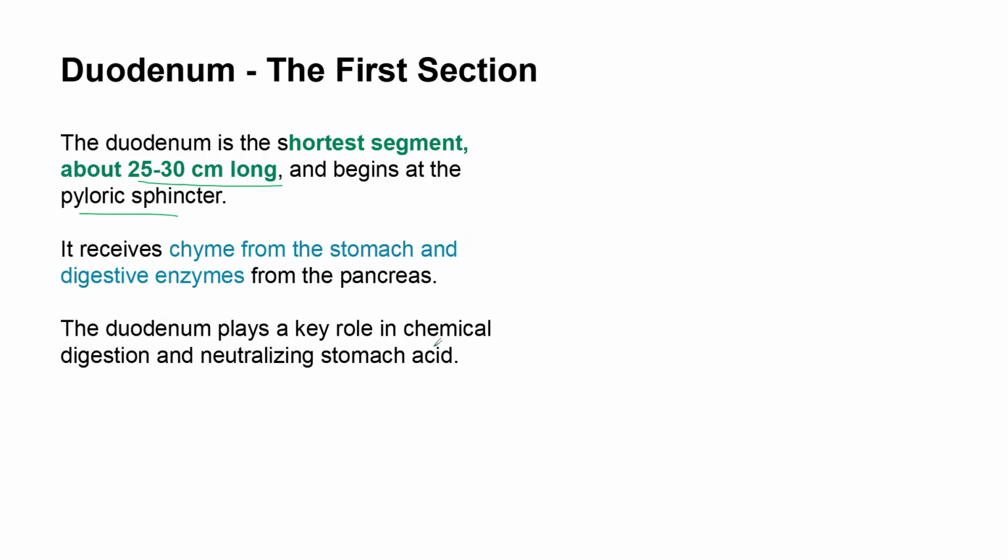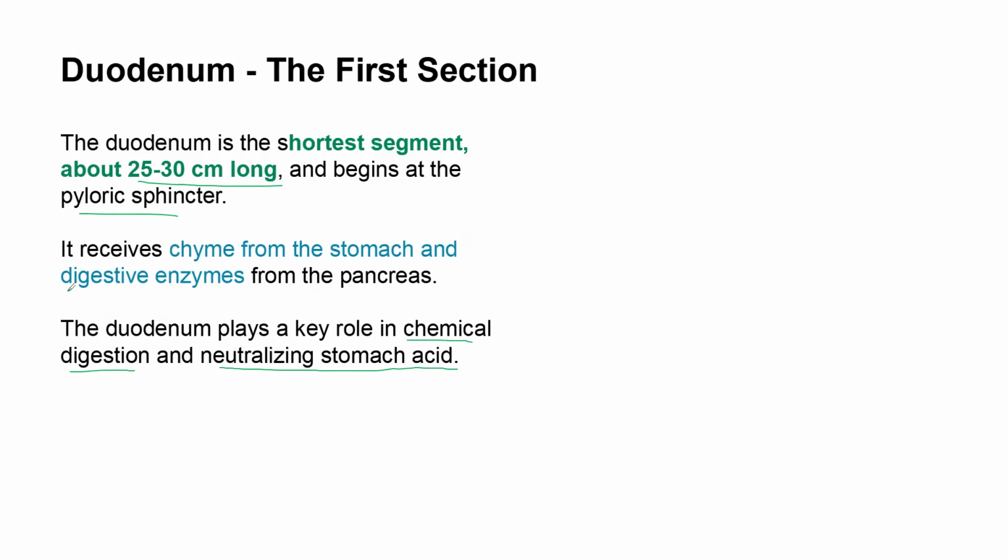Because remember, ladies and gentlemen, one of the importance of the stomach is its involvement in the digestion of food, and it mixes with an acid, HCl. So it is actually the work of the duodenum to neutralize the acid from the stomach, and it also aids in chemical digestion. Chemical digestion is a type of digestion that involves the use of enzymes.